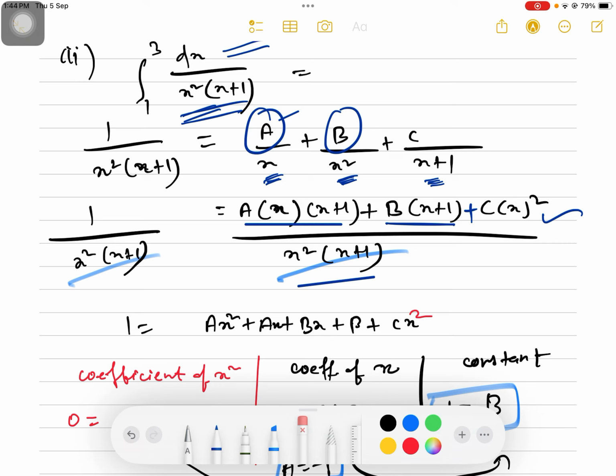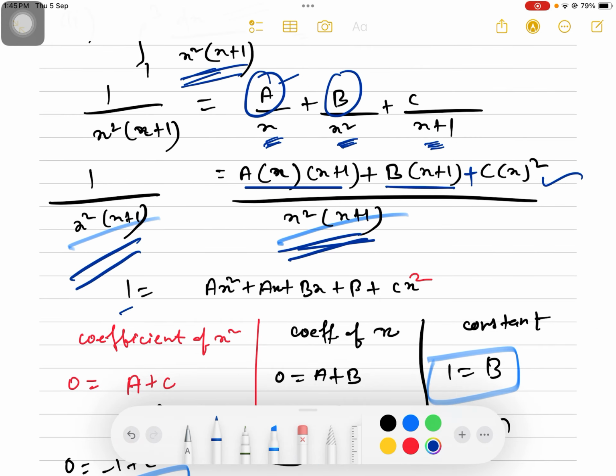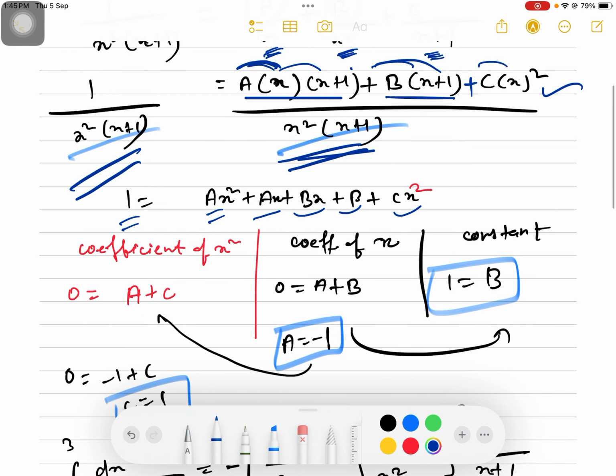So this is the solving part, and after that we have to solve further. Now you can see the denominator on both sides is the same, so we can cancel out those denominators. What is left? LHS is only 1, and on the RHS, if you multiply, a into x is ax, then ax into x is ax square, again ax into 1 is ax, plus b into x is bx, plus b into 1 is plus b, and plus c into x square is cx square. This is what we will get.